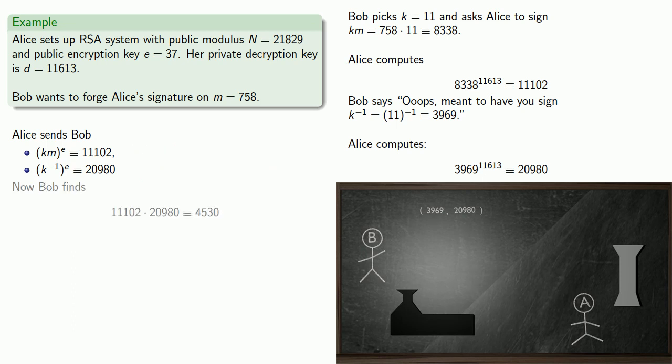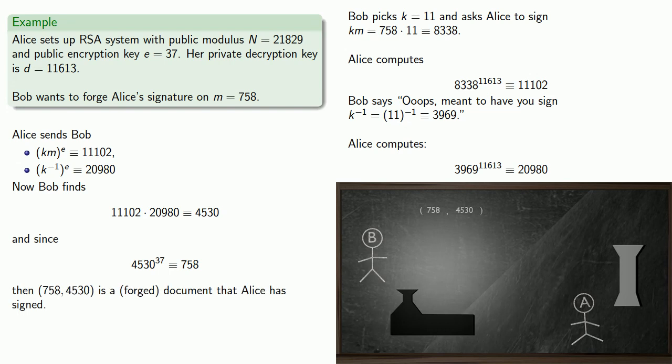And now Bob finds 11102 times 20980, and that's congruent to 4530. And since 4530 to the 37th power is congruent to 758, then 758-4530 is a forged document that Alice has signed.